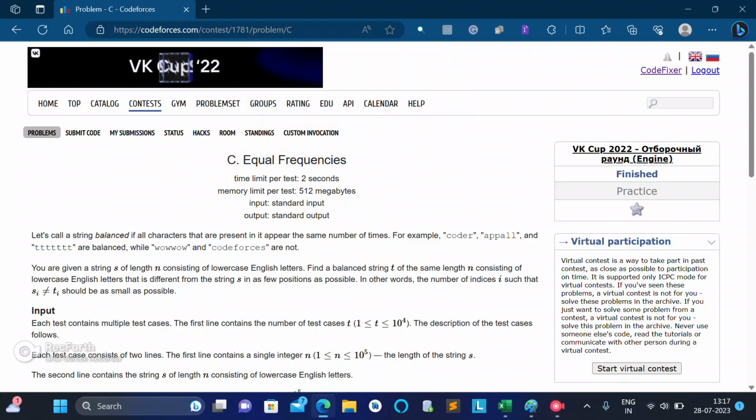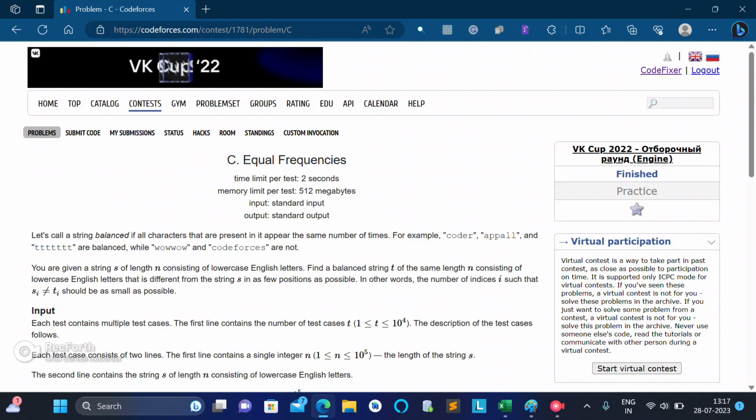Hello everyone. So today in this video I'm going to discuss the question Equal Frequencies, which was asked in VK Cup 2022. In this question we are given a string. A string is called balanced if and only if the appearances of all the characters are the same.